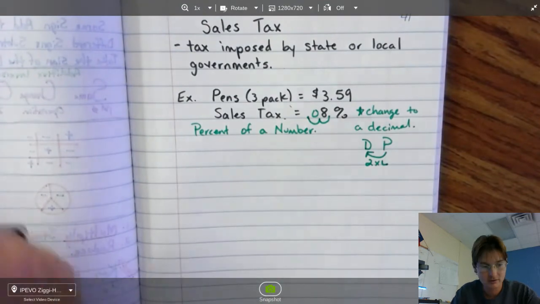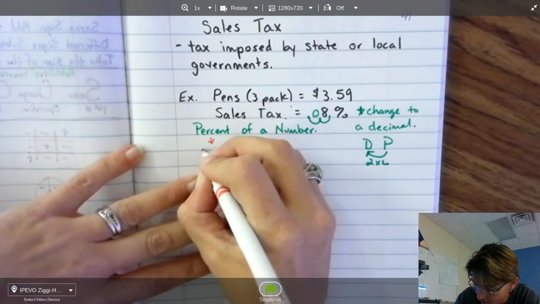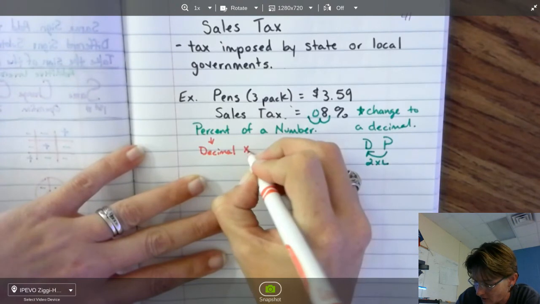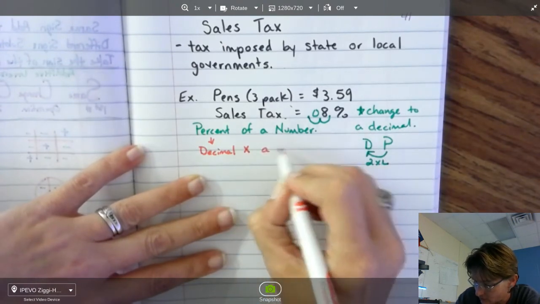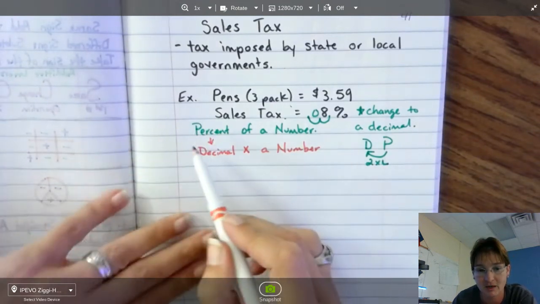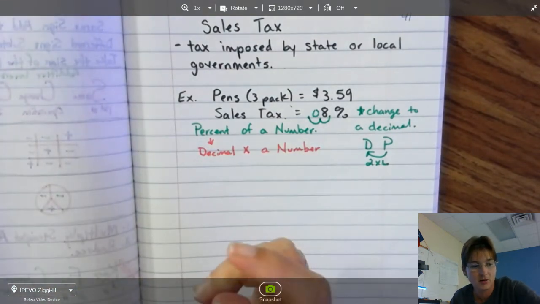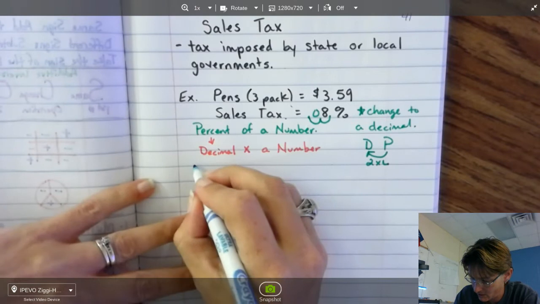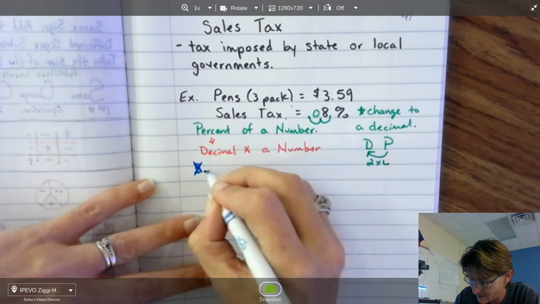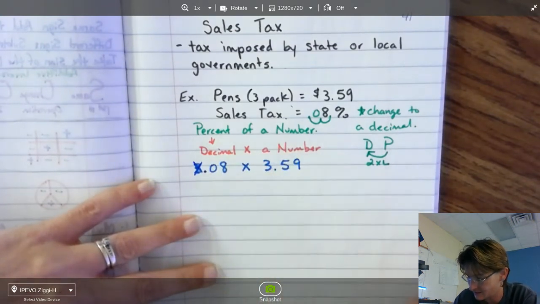So let me put that in red. Percent of a number becomes the decimal, and of means to multiply, times your actual number. Really the only thing that we're changing is the percent becoming your decimal so that we can multiply it by the number. Which then our example is 0.08 times $3.59.